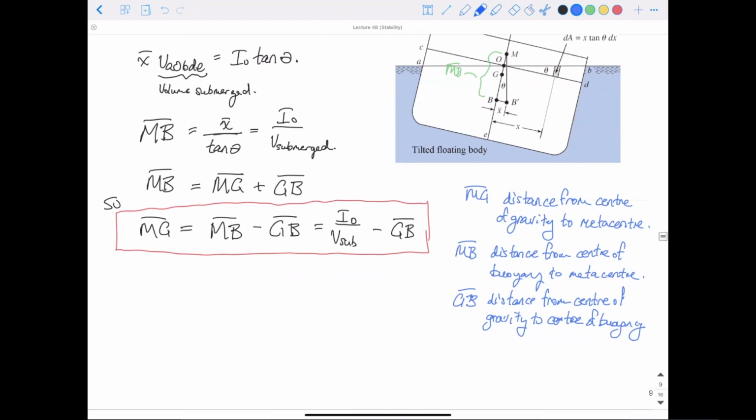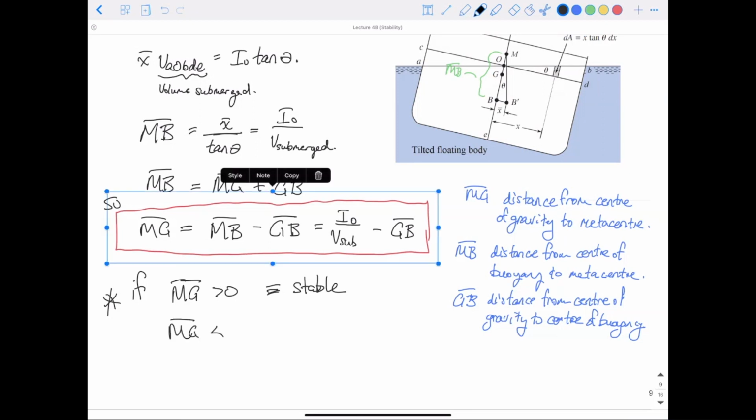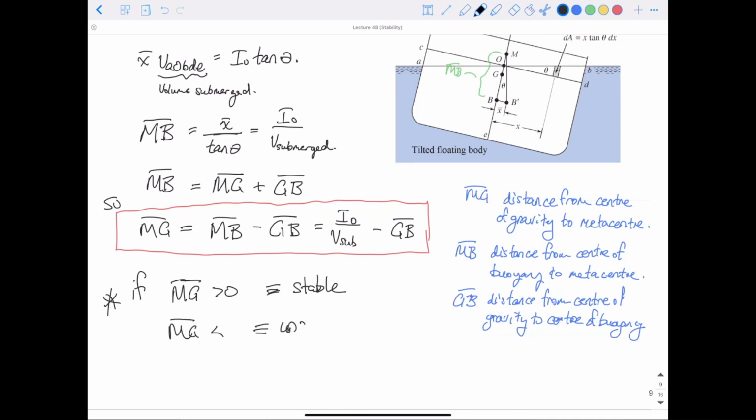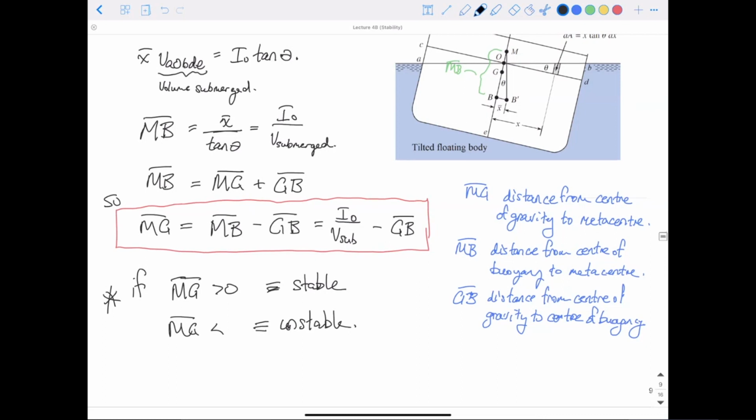So what did we say before? We said that if our metacenter was above our center of gravity, then we had a body that was stable. And if it was below the center of gravity, then our body was unstable. So by this equation, this would mean that if mg is positive, we have a stable system. But if mg is negative, we have an unstable system, and the body is unstable.